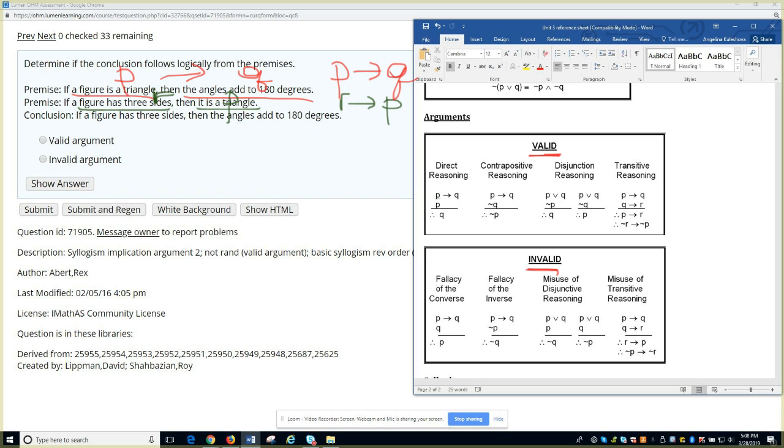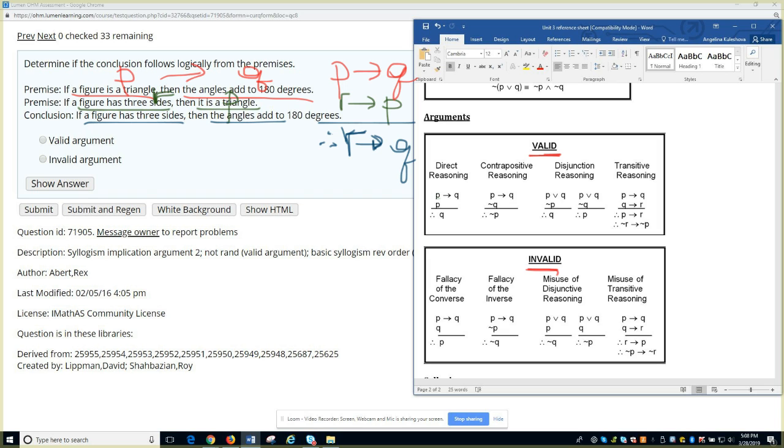And now the conclusion statement is if a figure has three sides, so that's my R statement, then the angles add up to 180, so then Q. All right.